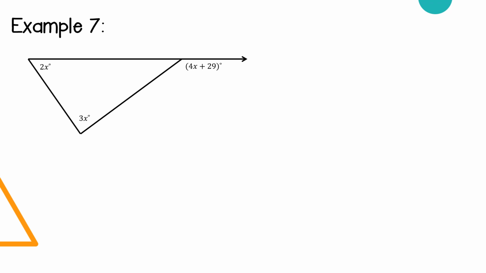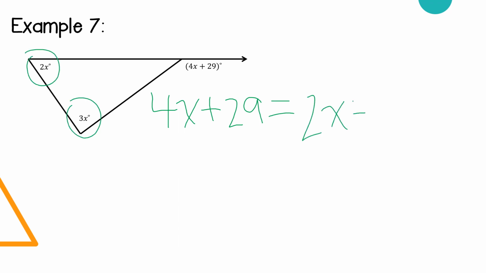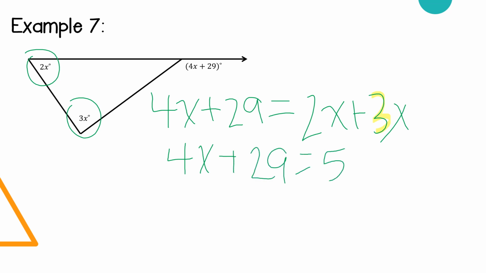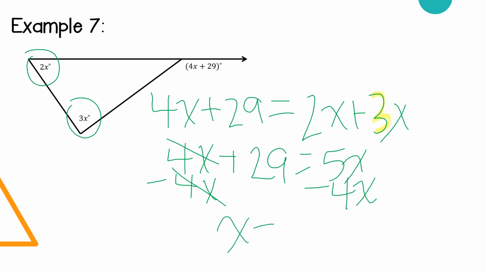So in example 7, all three angles are algebraic expressions, so we are really going to need to be able to use that exterior angle theorem. Our exterior angle is 4x plus 29. And that should equal our two remote interior angles, so that's 2x and 3x. So 2x and 3x is 5x, so that gives us 4x plus 29 equals 5x. I'm going to move my 4x to the right side just to get my variable isolated since the constant of 29 is already isolated. That gives me 29 equals x, or x equals 29.